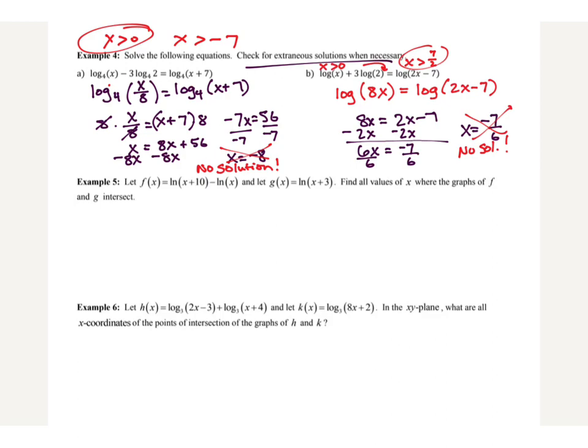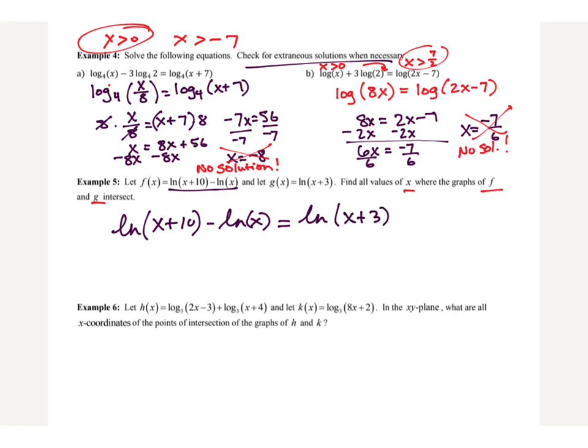Okay, so example 5 says, let f of x be this, and let g of x be that. Find all the values of x where the graphs of f and g intersect. So what are we doing? Set them equal to one another. So we're setting f of x, which is natural log of x plus 10 minus natural log of x, equal to g of x, which is natural log of x plus 3.